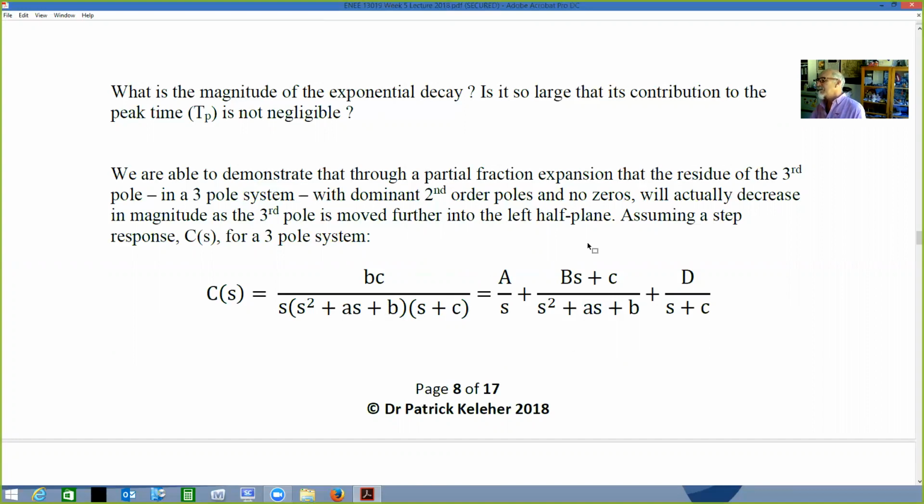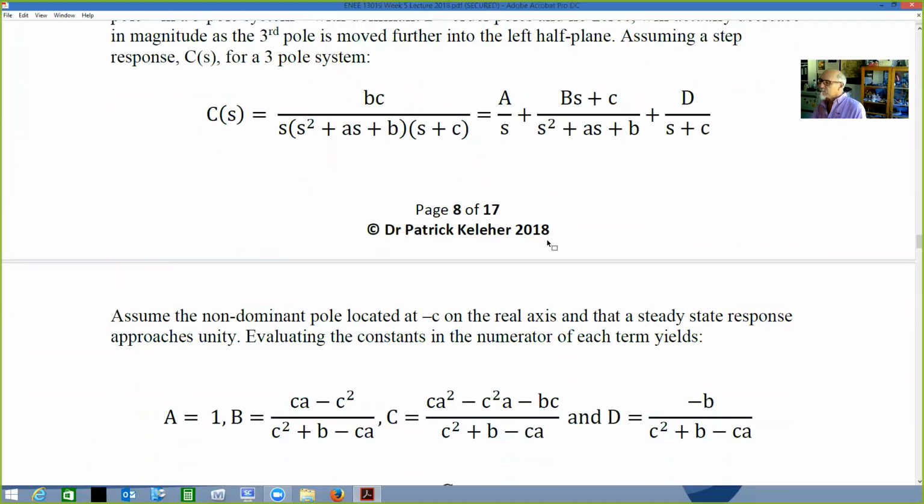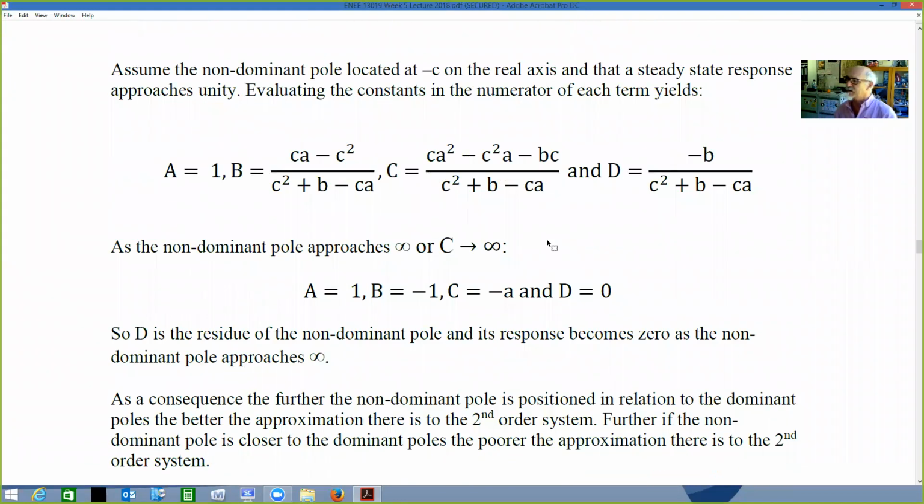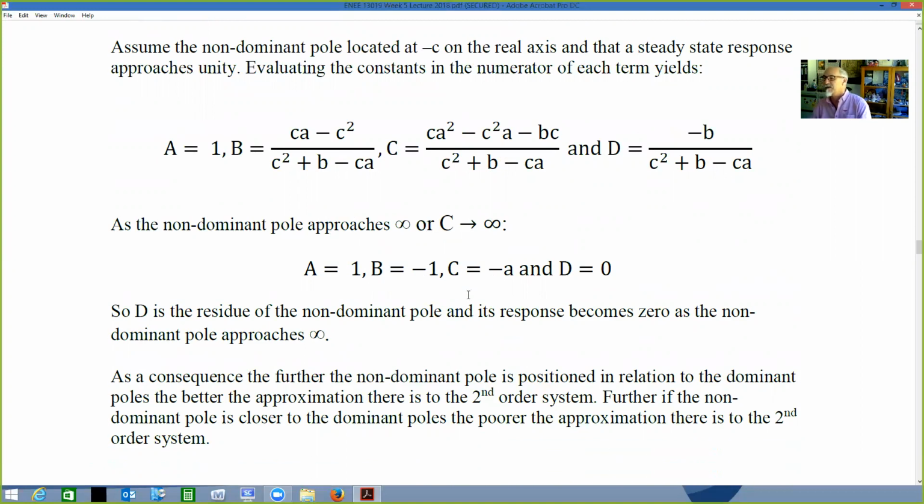And then as you can see, we split up into partial fractions. Assume that the non-dominant pole is located at -c on the real axis, and that the steady state response approaches unity. Evaluating the constants in the numerator of each term, you'll be able to calculate those from your partial fraction process. And as the non-dominant pole approaches infinity, or c gets closer and closer to infinity, those values will drop down to A equals 1, B equals -1, C equals -A, and D equals 0. So D is the residue of the non-dominant pole, and its response becomes 0 as the non-dominant pole approaches infinity.